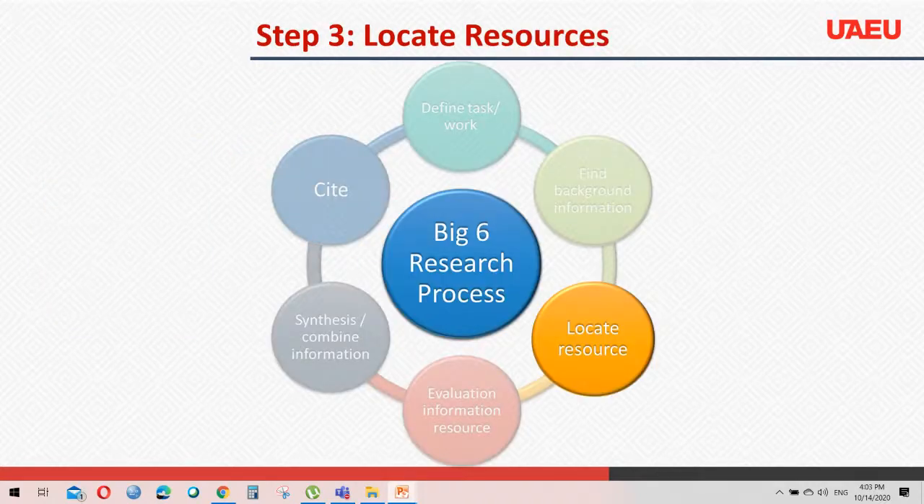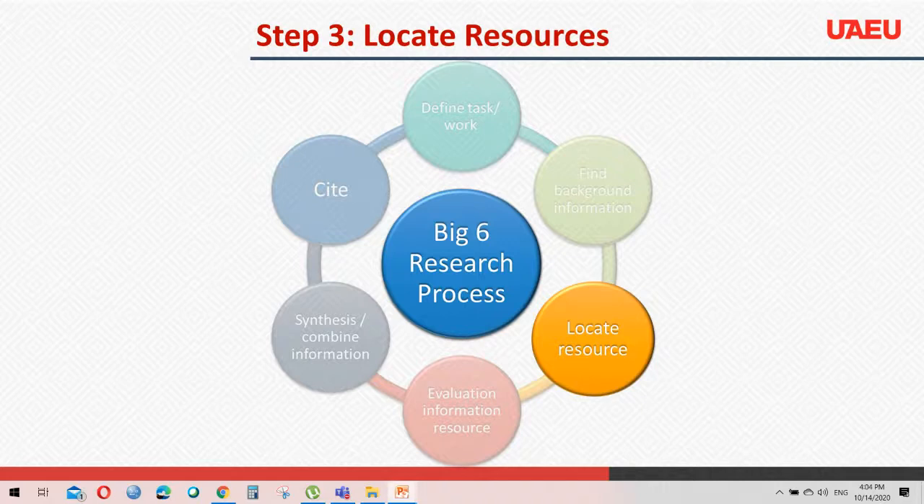We will review very quickly the Big 6 research process, and mainly we will focus on step number 3, which is locate resources or collect data. Step number 1 was to define your task or choose your topic. Number 2 was find background information, like reading a little bit about your topic and collecting search terms and so on. Step number 3, locate resources or collect data.